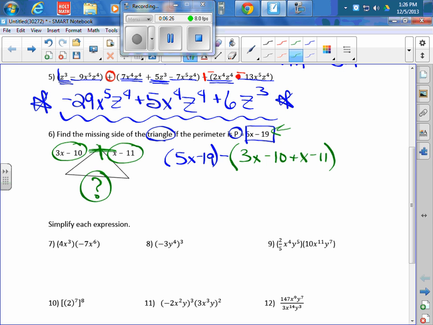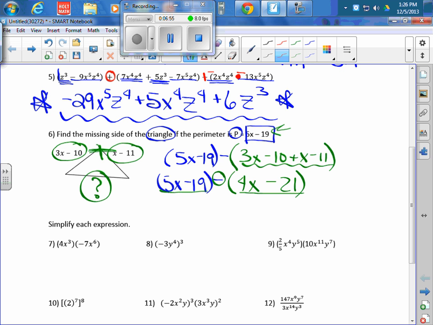Add these two things together here, and then subtract it from the perimeter. Well, that's exactly what I'm setting up here. So I'm going to have 5x minus 19, and then minus. And then let's get everything together here. Let's simplify that. 3x plus x is 4x, and then negative 10 minus 11 is negative 21. And now I have this polynomial minus this one. And how do we subtract a polynomial? Well, we're going to change that to a plus sign. And then what changes in the second parentheses? That'll become a negative 4x, and that'll become a plus 21.